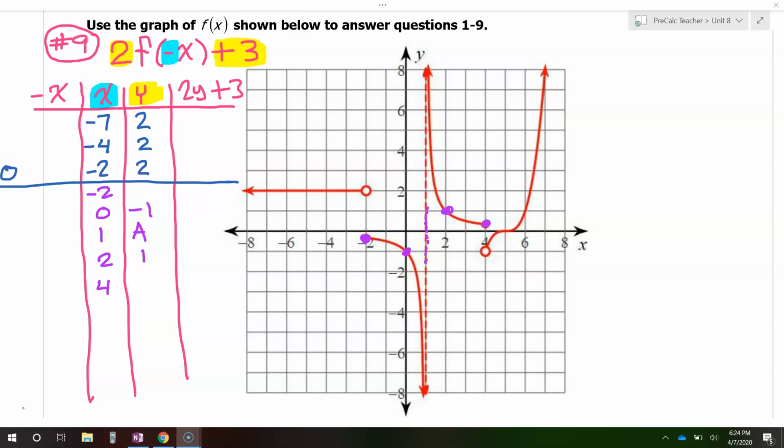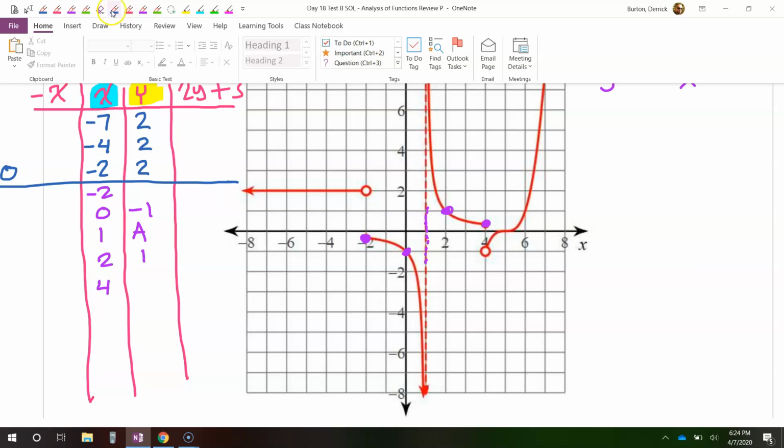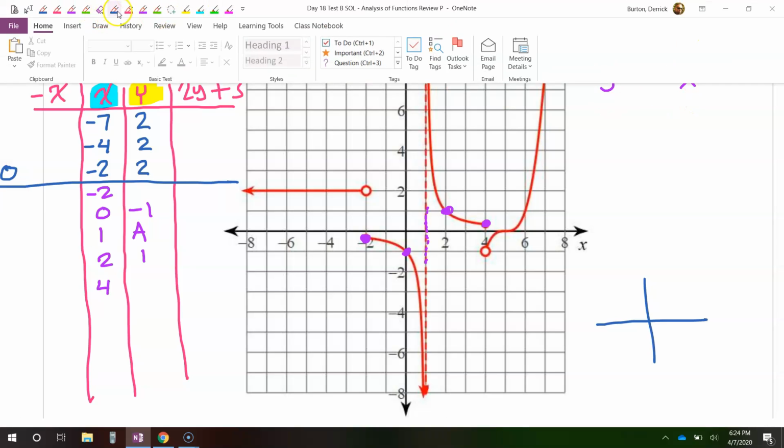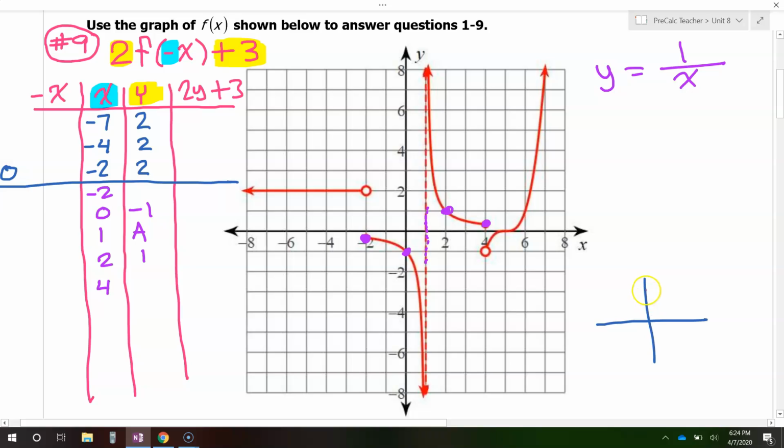So the parent function that we're dealing with here on this portion of the graph is y equals 1 over x. All right, and a long time ago we learned, we memorized, hopefully, that the parent function 1 over x has this type of look to it. We're going to have a branch here, and we're going to have a branch here. The x and y axes are the asymptotes.